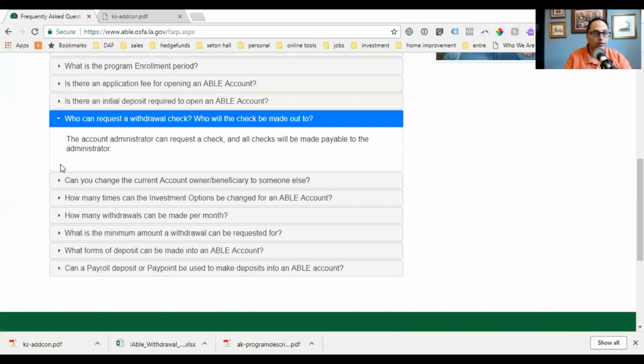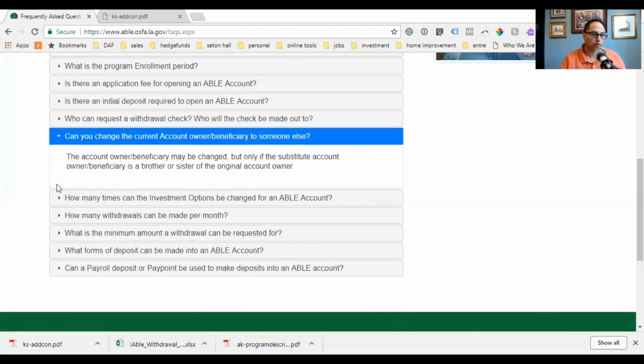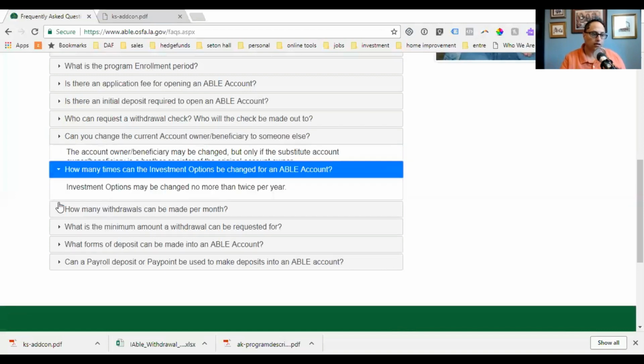The account administrator can request a check. All checks will be made payable to the administrator. Okay. The account administrator can request a check, and all checks will be made payable to the administrator. Okay. Can you change the current account owner to someone else? The account owner may be changed, but only if the substitute account owner is a brother or sister of the original account owner. Okay.